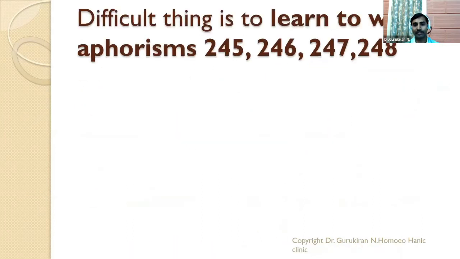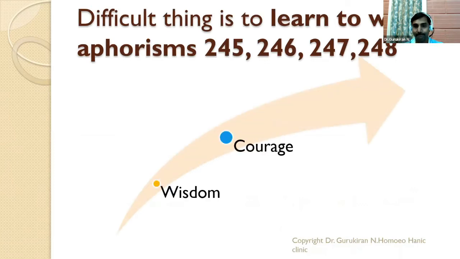Then the difficult thing is to learn to wait, according to aphorisms 245, 246, 247, 248. What is that? There's wisdom, the courage, and the patience. This is very, very important. That's why I have marked it with an arrow in a broader sense. Patience is at the last, because we should all have the patience to wait after the prescription. We should wait and watch. Then we have to think further.